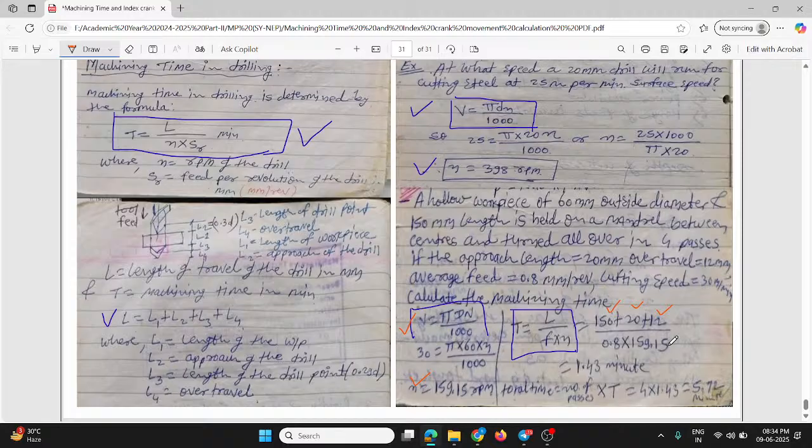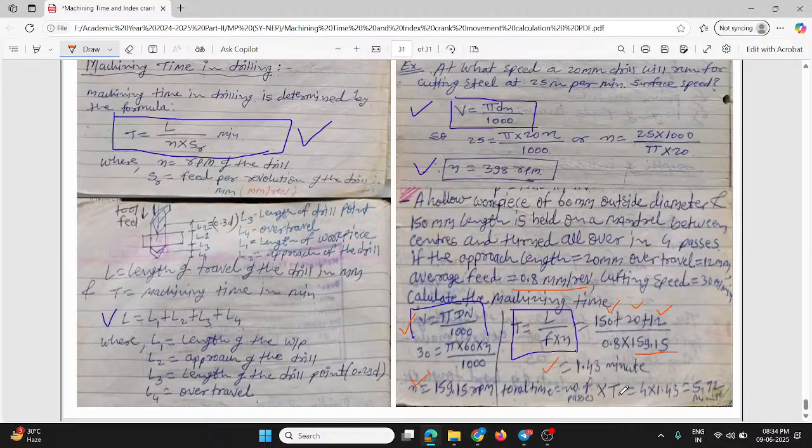F is given as 0.8 mm per revolution. N we have just calculated, that is 159.15. So you get the machining time equal to 1.43 minutes. The total machining time is the number of passes multiplied by T.